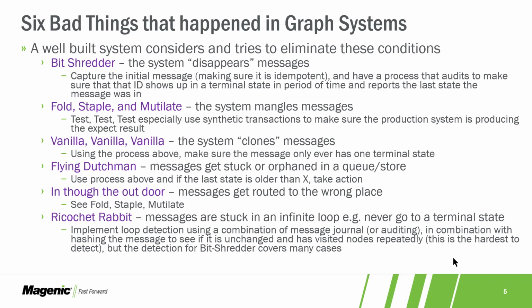The system clones messages: vanilla, vanilla, and vanilla. Call that ice cream clones. This happens particularly when you have message splitting, where different parts of the system process different parts of the message. So for example, in an order, you might have a parallel process that checks the billing, credit limits, things like that. You might have a parallel process that checks the available shipping options. You might have a parallel process that checks your manufacturing schedule to see whether or not the particular thing they ordered can be manufactured in time, et cetera, et cetera.